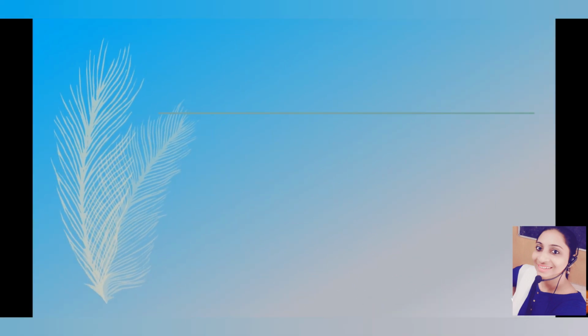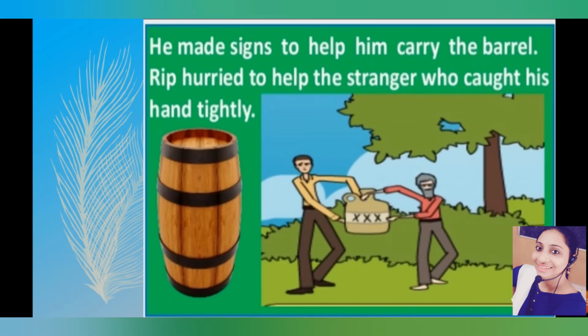Then he made signs to help him carry the barrel. Rip hurried to help the stranger, who caught his hand tightly. That short man was holding a big wooden container, a barrel, and maybe that container was so heavy that he was not able to hold it properly. So he made signs to help him carry the barrel. He called Rip for help, and as you know, Rip was a very helpful person, so he helped the stranger to hold that barrel properly.